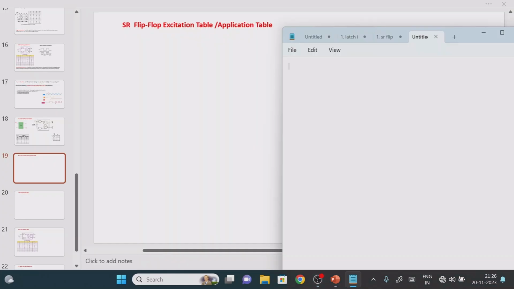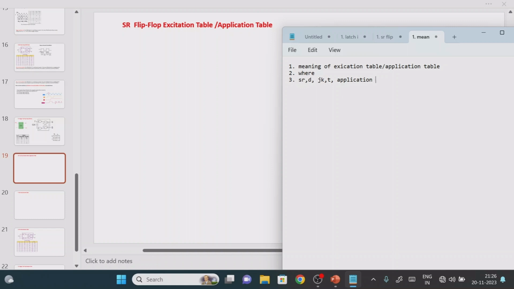So in today's session we'll see what is the meaning of something called the excitation table. The other name for this is the application table. Then where we are using these application tables or excitation tables, we will see. Once that is done, for each and every flip-flop, that is, for the SR flip-flop, the D flip-flop, the JK flip-flop, and the T flip-flop, we will write the excitation tables. Excitation table or application table. This is the agenda or objective of today's class.